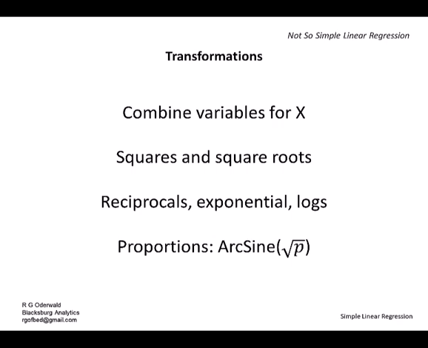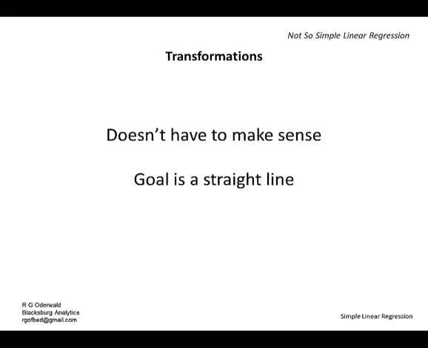There are as many possible transformations as there are people looking for a linear relation. We can combine two variables into one by multiplying or dividing. We can square root, take reciprocals, exponentials, and logs. One suggested transformation for proportion data is the arc sine of the square root of the proportion. This is purely to make the line straight. Remember, the transformations don't have to make sense. They only need to make a linear relation to use with simple linear regression.